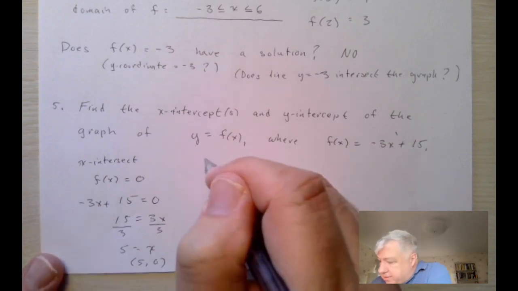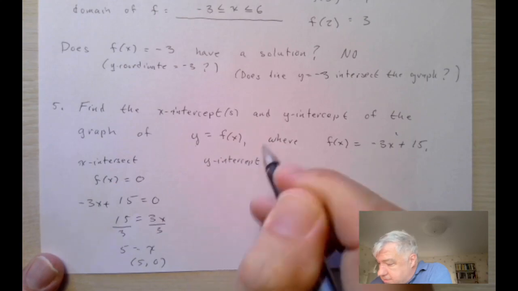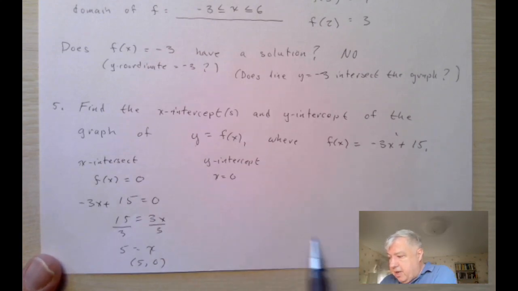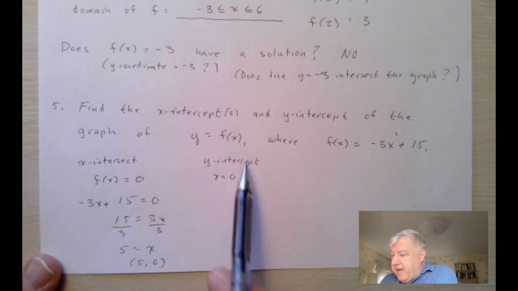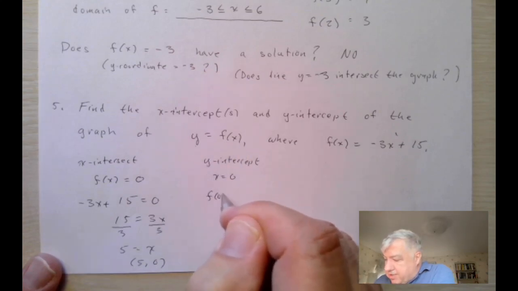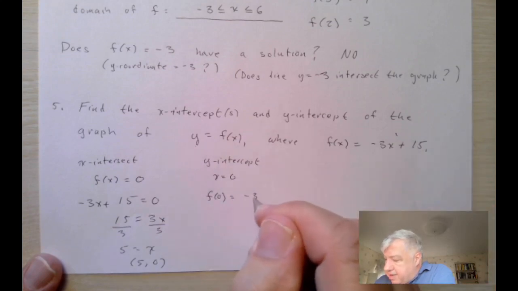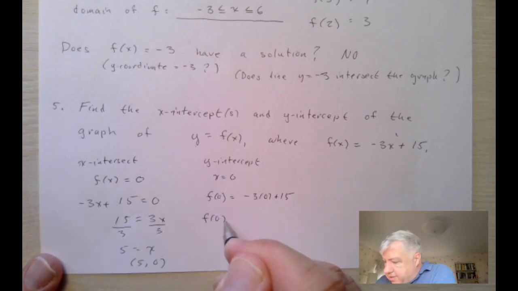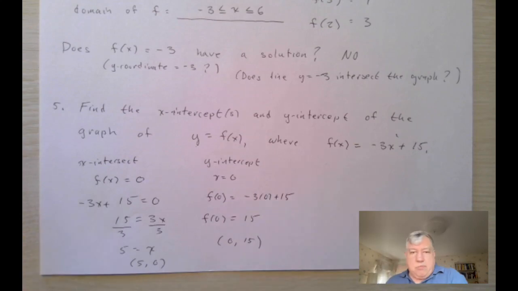To find the y-intercept, you set x equals 0. You always set x equals 0. Well, what is y? Y is going to be f of x. So basically, we just want to find f of 0. And f of 0 is going to be negative 3 times 0 plus 15. So f of 0 is 15, and (0, 15) represents the y-intercept.